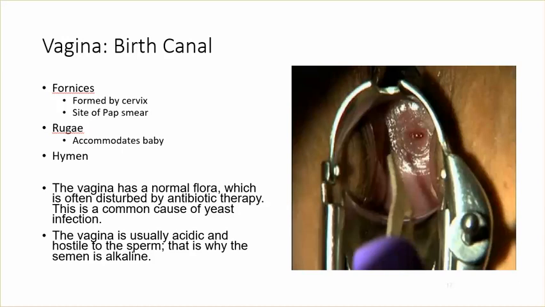The semen that's being produced by the seminal vesicles and the prostate is very alkaline because the vagina is very acidic. So they cancel each other out temporarily.